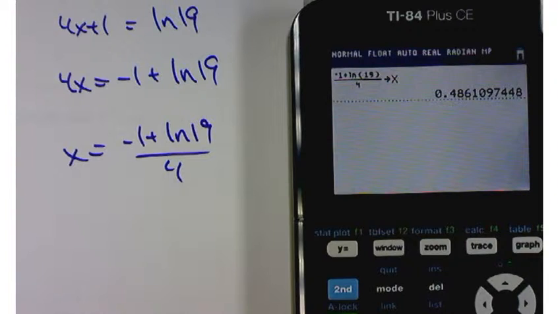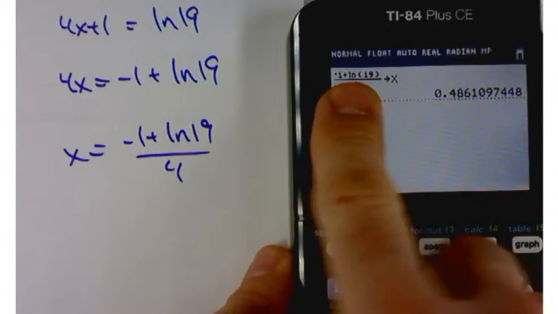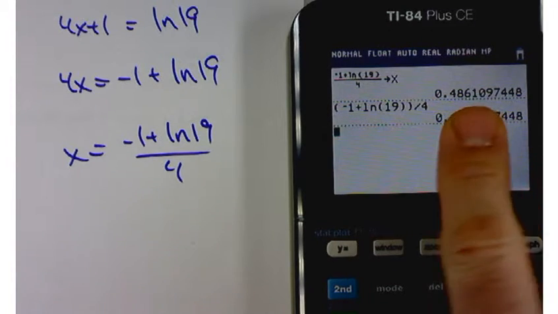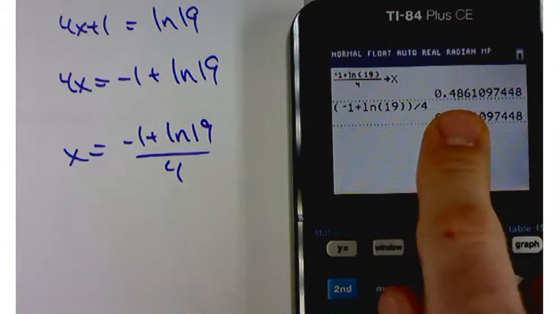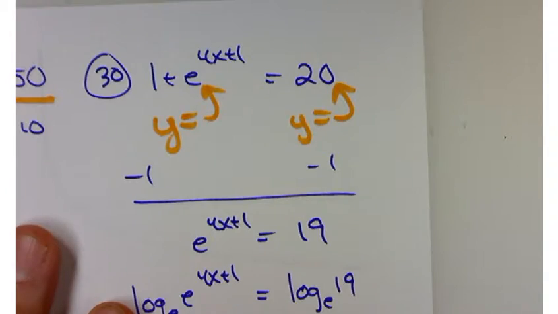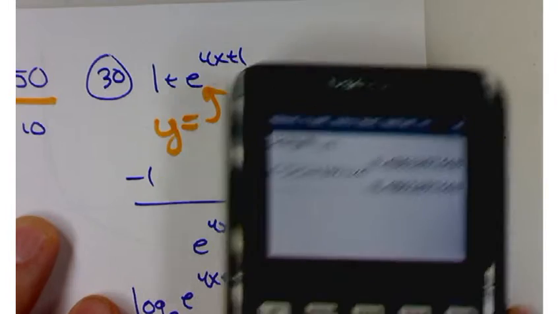Now, if you don't have this nice feature of being able to do the fractions, then what you would have to do is the same thing with parentheses. -1 plus ln of 19, 2 closing parentheses, and then divide by 4. And notice I get the same thing. But your value x, this value 0.486, is stored in x now. And that's our solution.